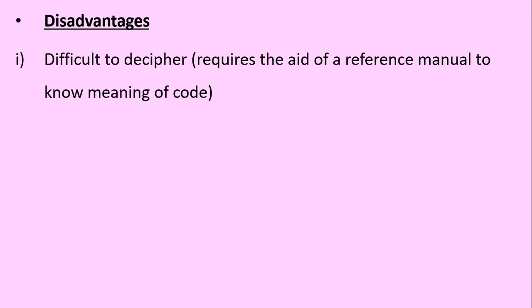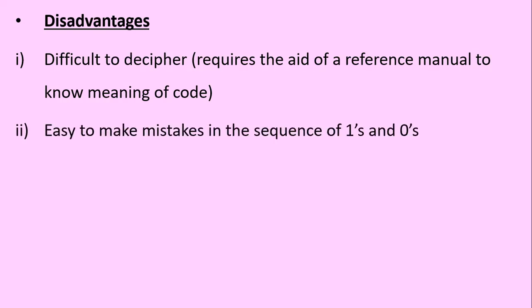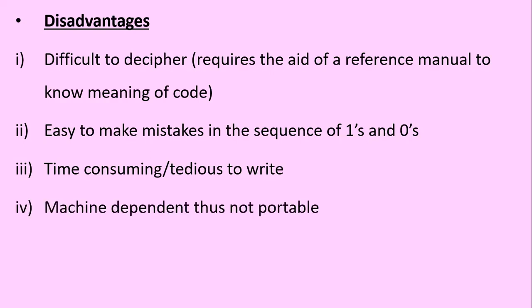But it has some of the following disadvantages. Number one, it is difficult to decipher. This is because it requires the aid of a reference manual in order to know the meaning of the code. Secondly, it is easy to make mistakes in the sequence of ones and zeros while coding. Number 3, it is time consuming. That is, it is tedious for the programmer to write. Number 4, it is machine dependent. And for that reason, it is not portable.